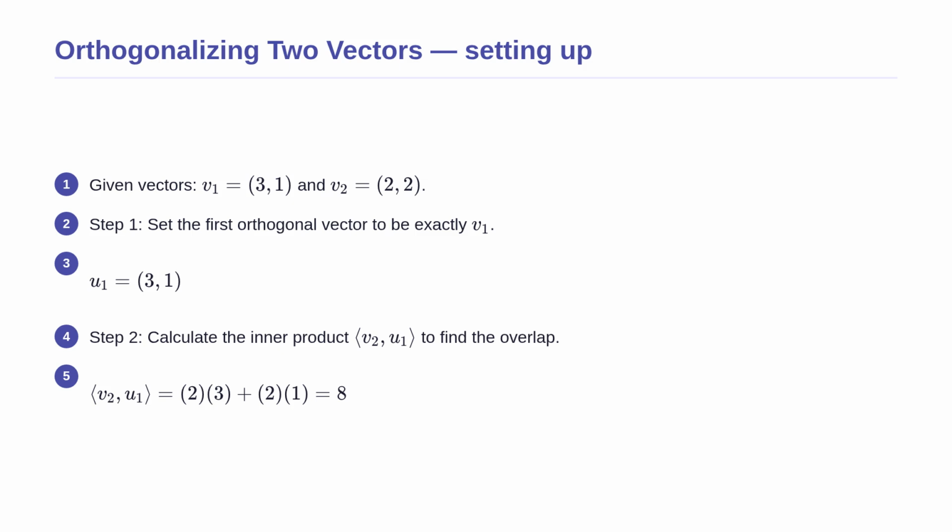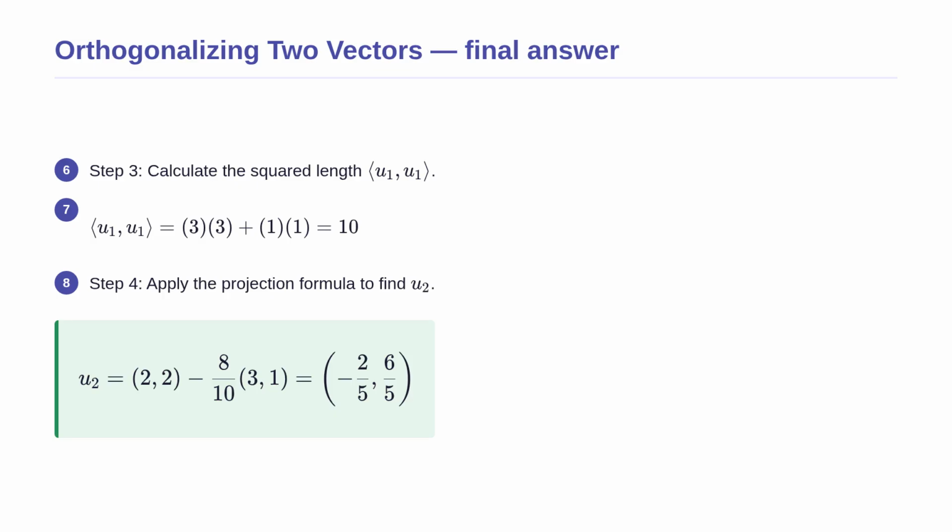This is our foundation. Next, we need to find out how much our second vector, v2, overlaps with this foundation. We calculate the inner product by multiplying their matching coordinates and adding them together. 2 times 3 plus 2 times 1 gives us an overlap value of 8. Continuing with our calculation, we now need the squared length of our foundational vector, u1. We take the inner product of u1 with itself. 3 squared plus 1 squared gives us 10.